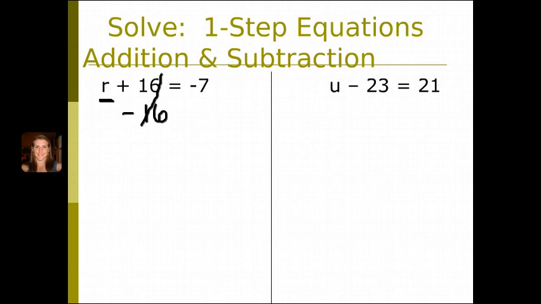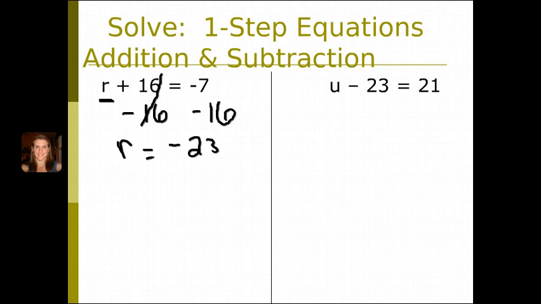What we do to one side of the equation, we must do to the other. That is a rule in solving equations so that your equations stay equal. So this will give us r equals negative 23 because we do negative 7 minus 16.